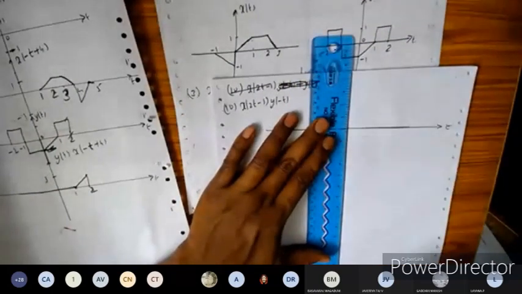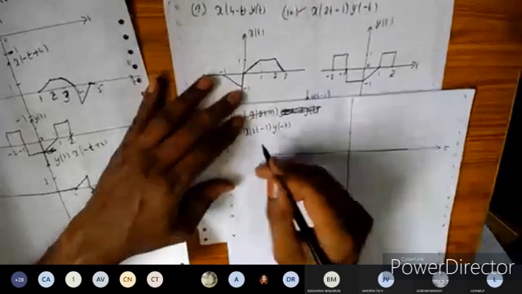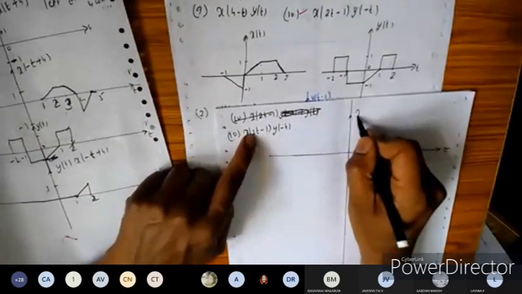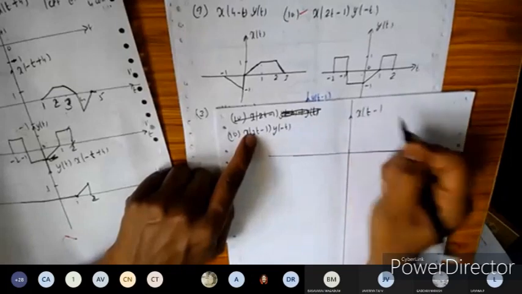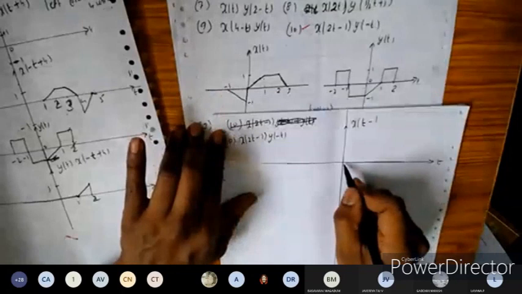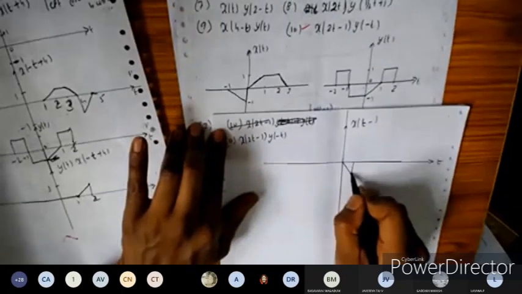Okay. So x of 2t minus 1. First, let us perform the shifting here. x of t minus 1 I am going to perform here. So first, let us shift the signal towards the right side by 1 unit. So this is x of t. When you shift here, this will become the origin. The waveform will become like this.